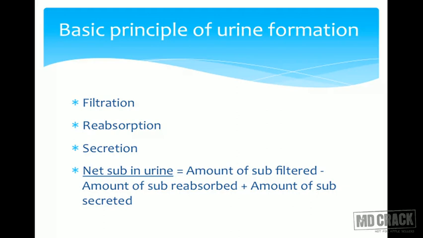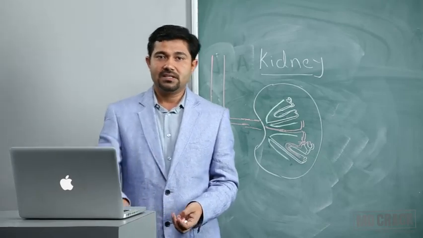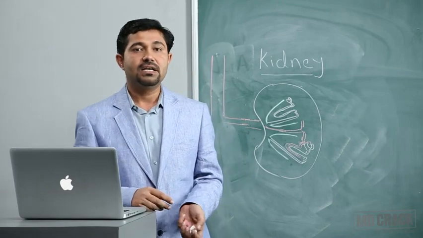So, as you can see in this equation, the net substance in the urine is equal to the amount of substance filtered, minus the amount reabsorbed, plus the amount secreted. Right? So this equation gives the net substance in the urine, that is V. With this basic principle, the rest of the things we will see in the next lecture.